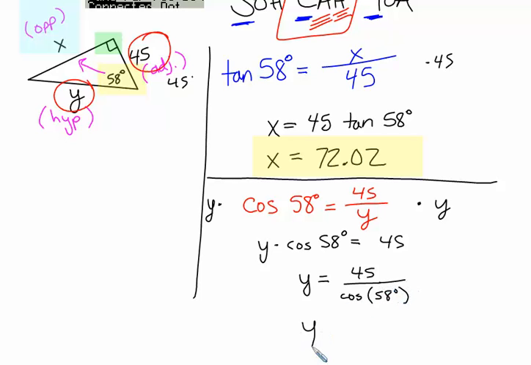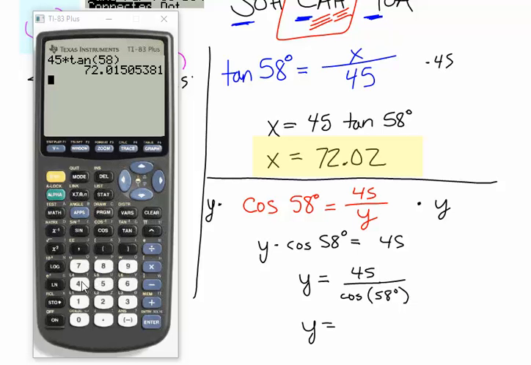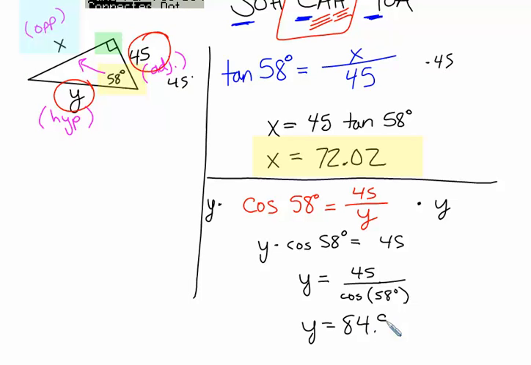Now we go to our calculator, and please type that in. So it's going to be 45 divided by the cosine of 58, close your parentheses, hit enter, and we're getting 84.92 when we round correctly to 2 decimal places. That would be our other final answer.